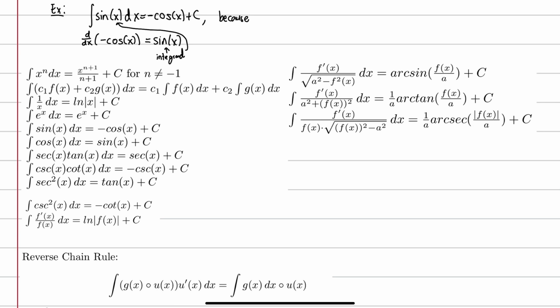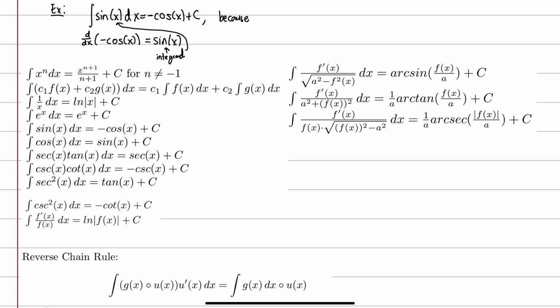The integral of 1 over x is the natural log of the absolute value of x, not just x, the absolute value. The integral of e to the x is e to the x plus a constant. The integral of sine of x is not cosine, but negative cosine. And the integral of cosine is sine. Remember, it's the opposite. And the integral of secant tangent is secant. And the integral of cosecant cotangent is negative cosecant. The integral of secant squared is tangent, and the integral of cosecant squared is negative cotangent.